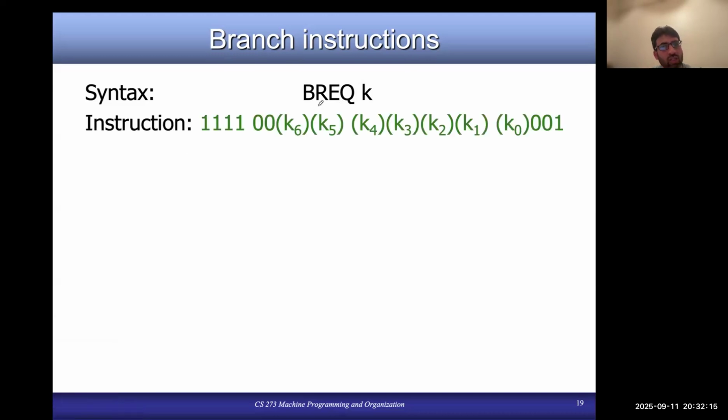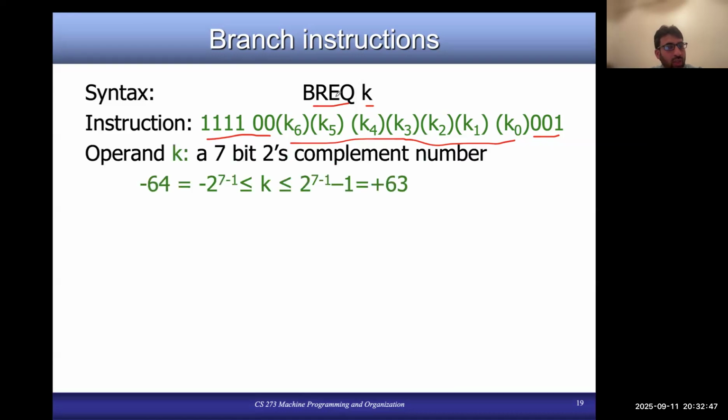So this instruction says branch equal. Branch equal means: if the two numbers you are comparing are equal in value, then go to this label. And this is the format of your instruction. These bits together make the opcode, and the remaining bits make your 7-bit address, the address of the instruction where you want to go if the two numbers you are comparing are equal in value.